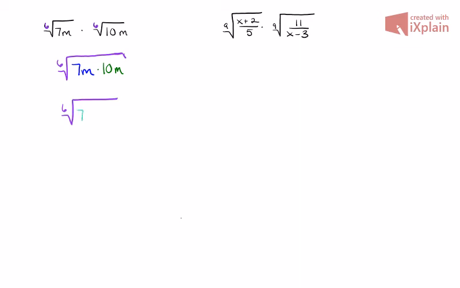So 7 times 10 will give me 70, and m times m will give me m squared. And again, here is my final solution.